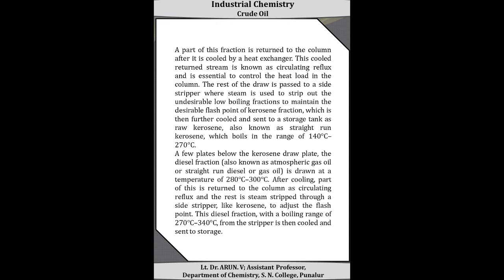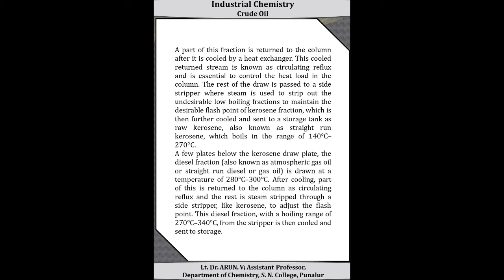A part of this fraction is returned to the column after it is cooled by a heat exchanger. This cooled returned stream is known as circulating reflux, and it is essential to control the heat load in the column. The rest of the draw is passed through the side stripper, where the steam is used to strip out the undesirable boiling fractions to maintain the desirable flash point of kerosene fraction, which is then further cooled and sent to the storage tank as raw kerosene.